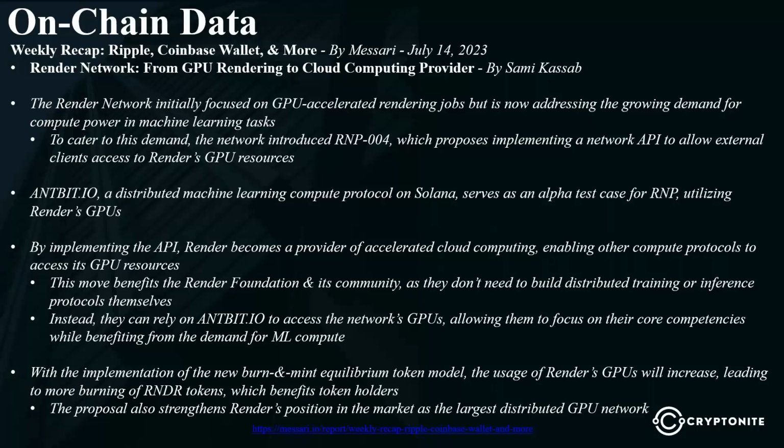This move benefits the Render Foundation and its community as they don't need to build distributed training or inference protocols themselves. Instead, they can rely on Antbit.io to access the network's GPUs, allowing them to focus on their core competencies while benefiting from the demand of machine learning compute. With the implementation of the new burn and mint equilibrium token module, the usage of Render's GPU will increase, leading to more burning of RNDR tokens, which benefits token holders. The proposal also strengthens Render's position in the market as the largest distributed GPU network.